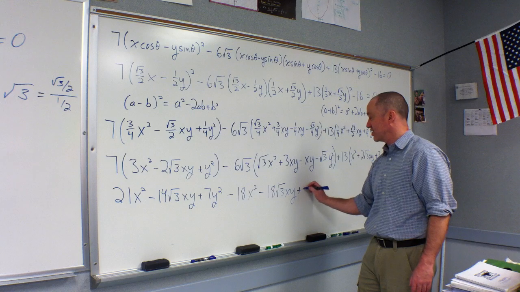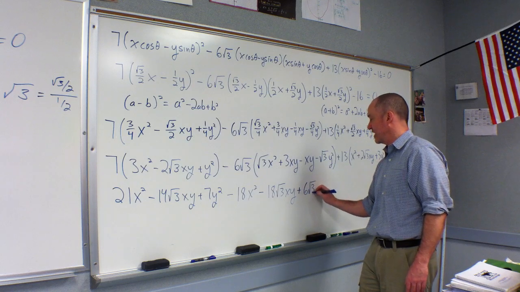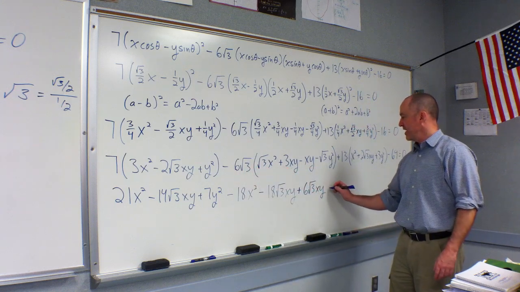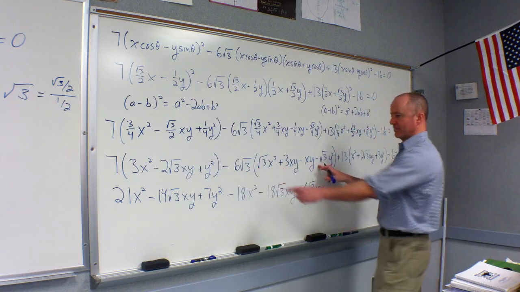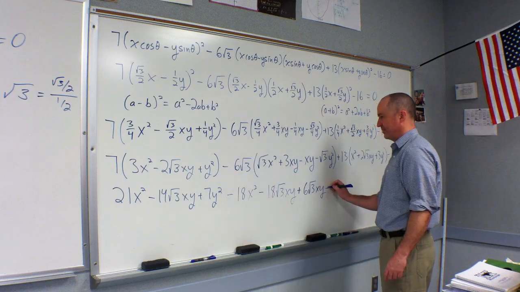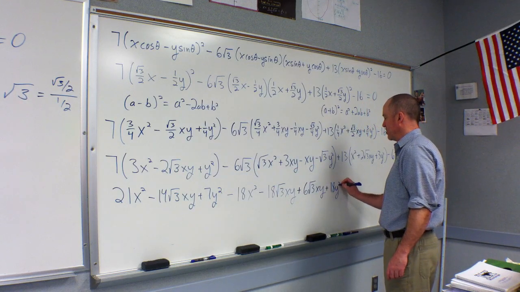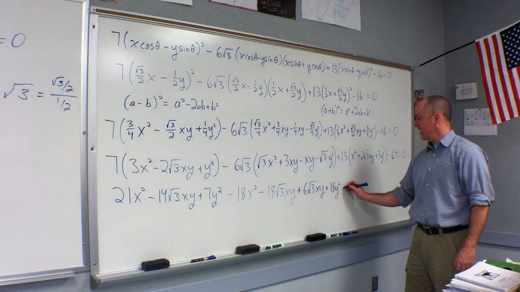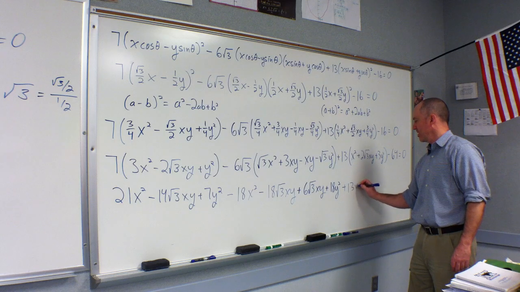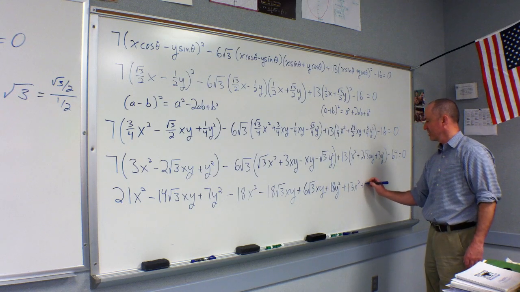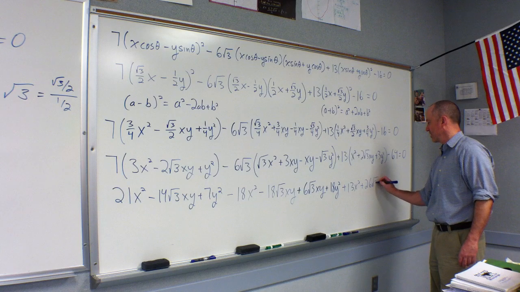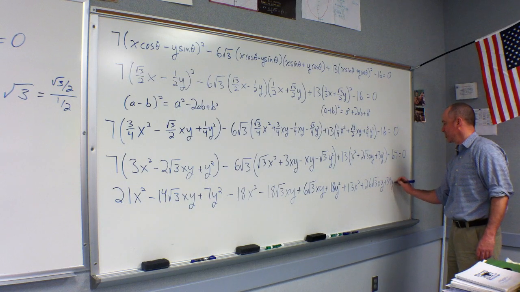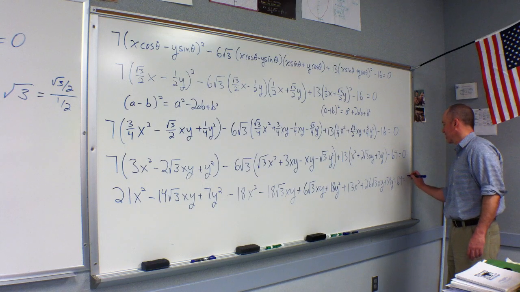But that's going to be plus 6 root 3 xy, isn't it? Because negative times a negative. And then minus 8 is plus 18. Plus 18y squared. Root 3 times root 3 is 3, times 6 is 18. Plus 13x squared, 26 root 3xy and 39y squared minus 64, all equals 0.